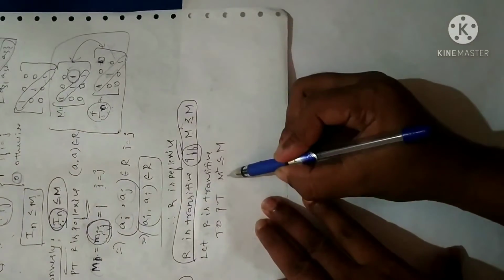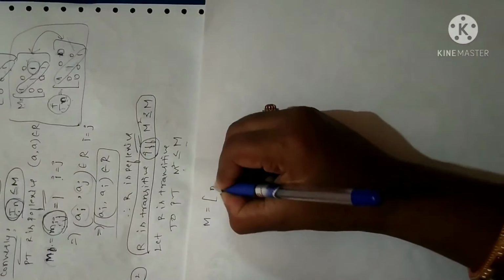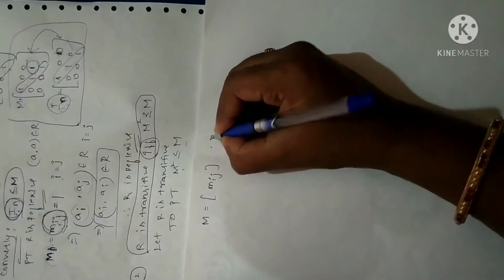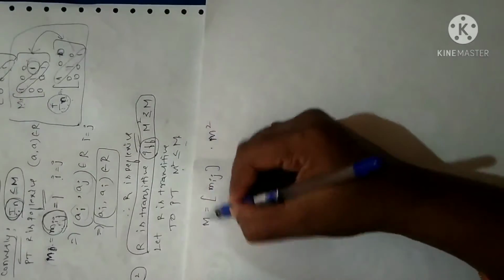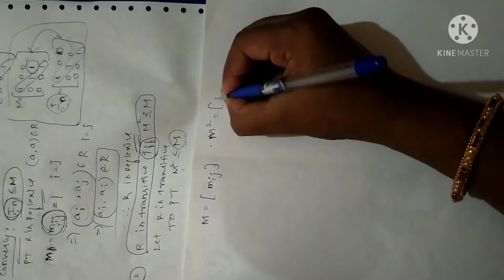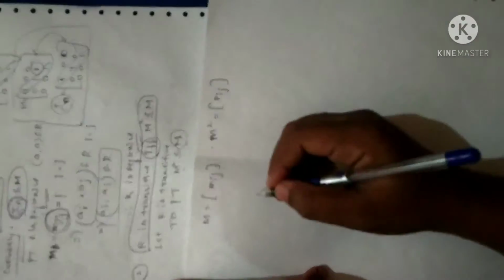Now I have two matrices here, M squared and M. I have to assume the elements of the matrices. Let me assume the elements of matrix M as m_ij, and the elements of matrix M squared as p_ij. Fine, this is what the elements of the matrices are.